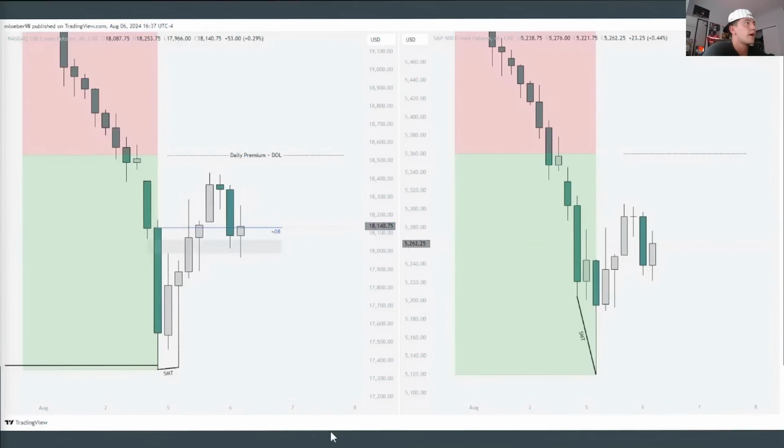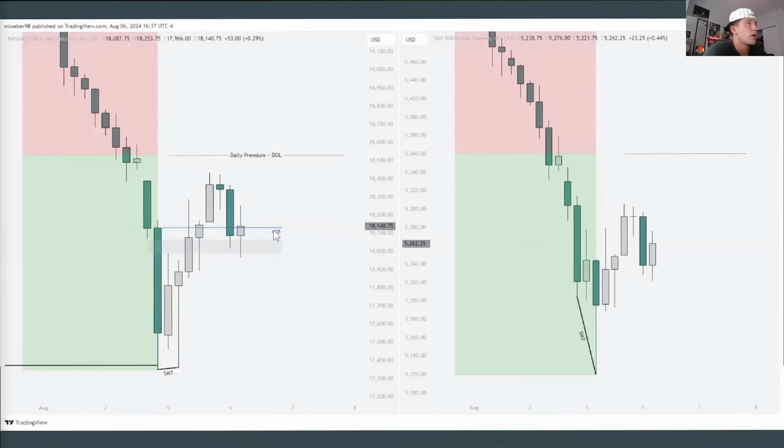If you had it marked off properly, I was looking at the NASDAQ on the left, and we had a low that was created here that made a higher low compared to the S&P 500, making a lower low. And you could see that price overnight closed above that down close candle that ran that external range liquidity and created the daily SMT.